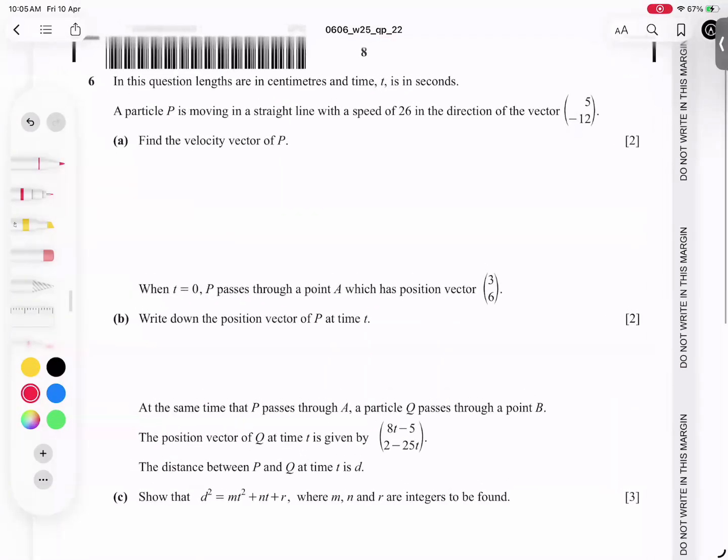Question number 6 we have, students. In the question, length is in centimeters and time in 10 seconds. A particle P is moving in a straight line with a speed of 26 in the direction of this vector. So you remember we have done unit vectors. If you remember the definition of a unit vector, the unit vector is basically equal to the vector divided by its magnitude.